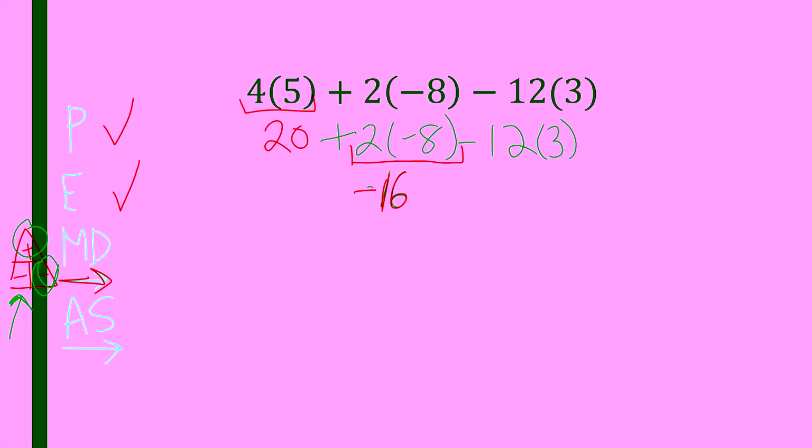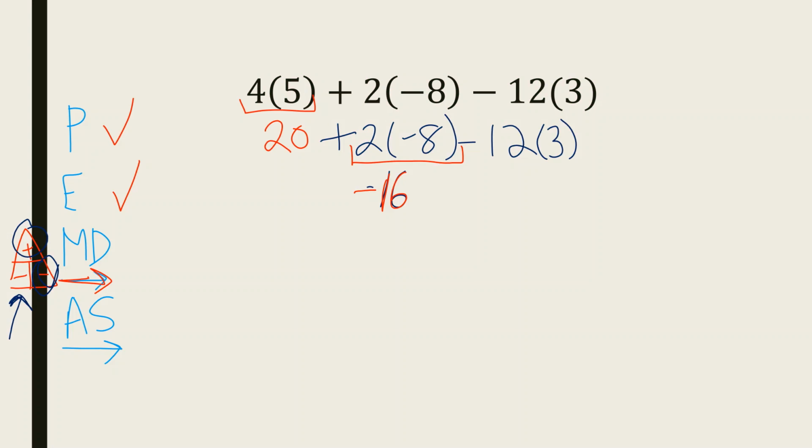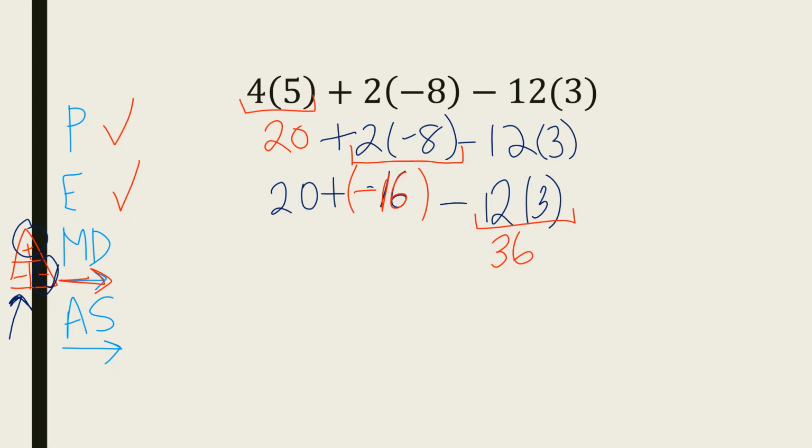After we're done with that, don't forget we got to bring everything down. 20 plus -16 minus 12 times 3. Let's do our last multiplication. 12 times 3 gives us 36. Then bring everything down. 20 plus -16 minus 36.